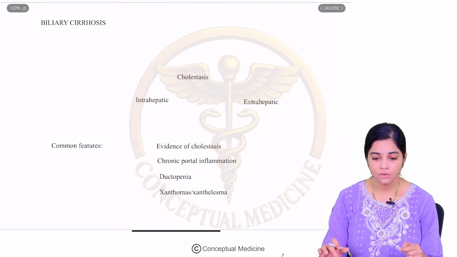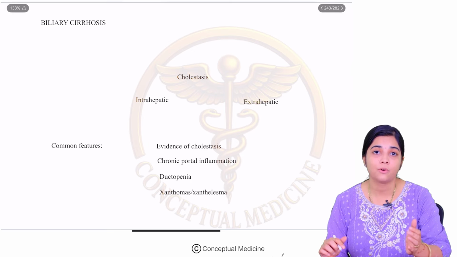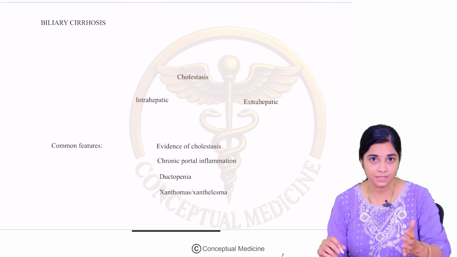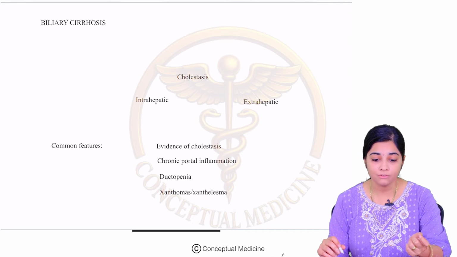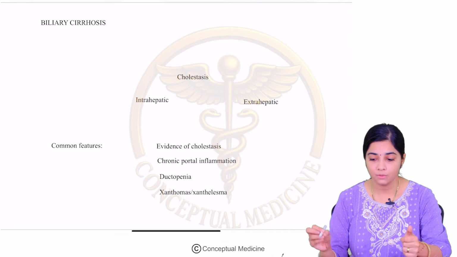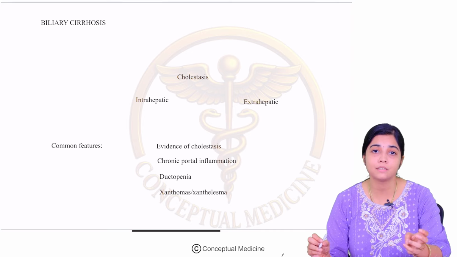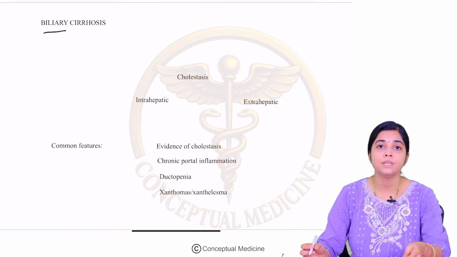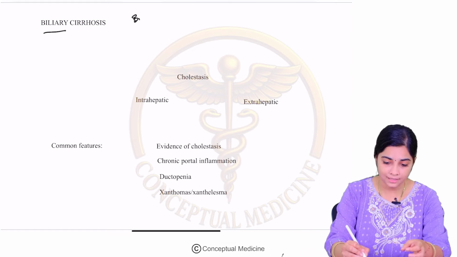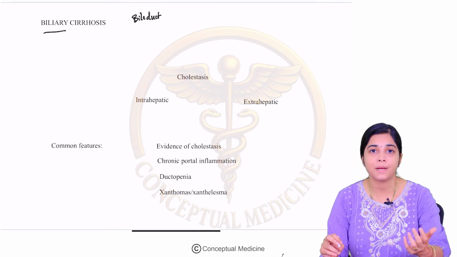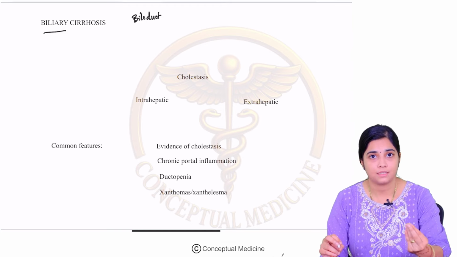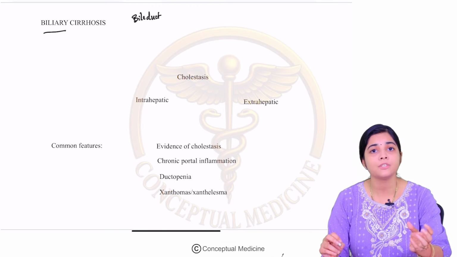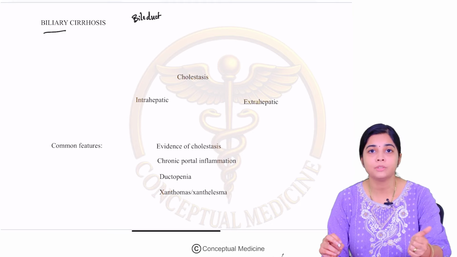So let us begin. Before we understand the meaning of autoimmune diseases of the biliary tree, let us understand the meaning of biliary cirrhosis. What is this term biliary cirrhosis? Biliary, as the name suggests, refers to anything to do with the bile duct. It refers to the disorders affecting the bile duct. There are certain groups of disorders which affect the bile duct and cause damage to it, especially the autoimmune disorders.